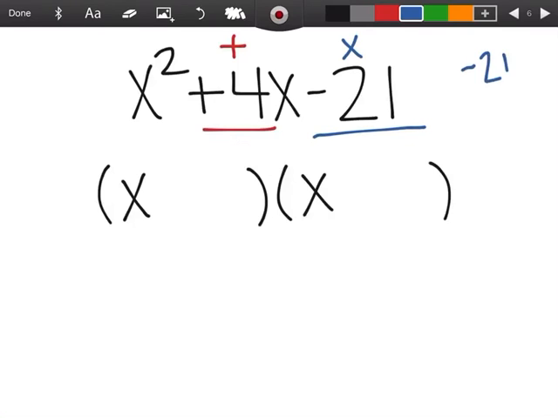So take a second to think about how something's going to multiply to be negative 21. Well, it could be that it's a negative 3 and a positive 7. Or it could be a positive 3 and a negative 7. Or it could be a 1 and a negative 21, or a negative 1 and a positive 21. And I think that's all the whole number factors of negative 21, but one is positive and one is negative no matter what.